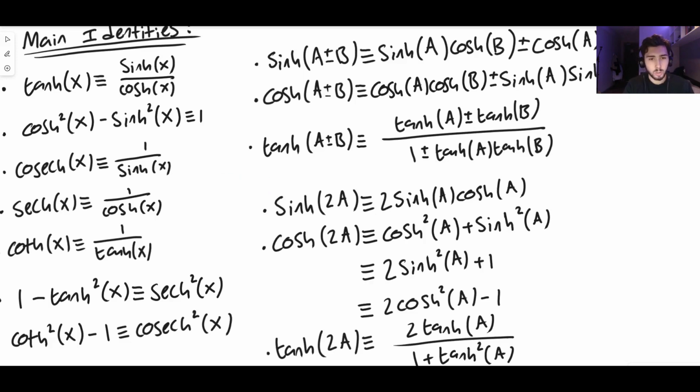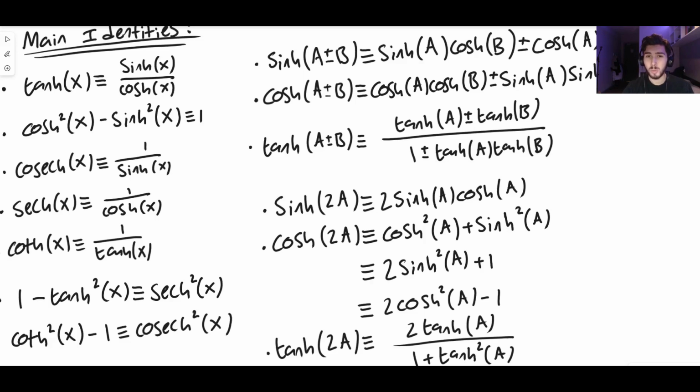However, if we look at cos 2a, it's not the same, because cos 2a is cos squared minus sin squared, but cosh 2a is cosh squared plus sinh squared, so it's not the same. So some of them are the same, some of them are not the same.